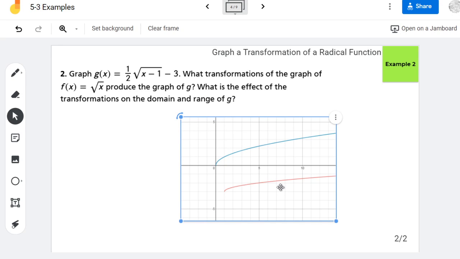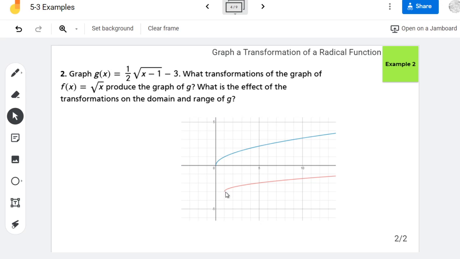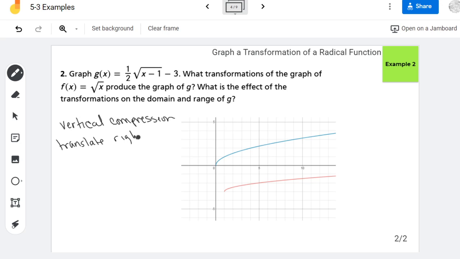So if I'm visually inspecting the graph, you could see that the swoop shape got compressed. It's because our a is less than 1, so we have a vertical compression by a factor of 1/2 if they care. This -1 translated us to the right by 1. And then this -3 translated us down by 3.